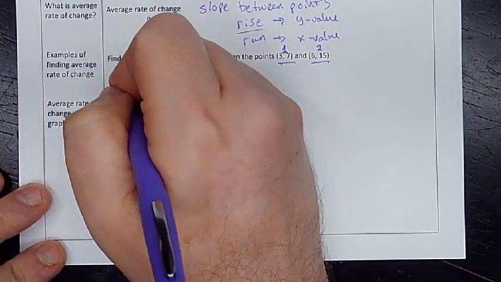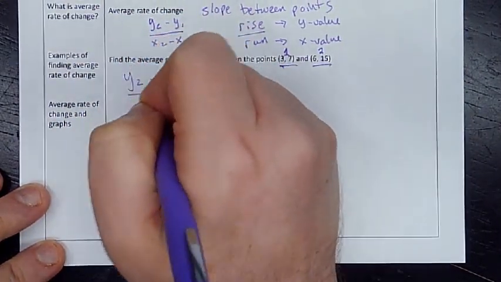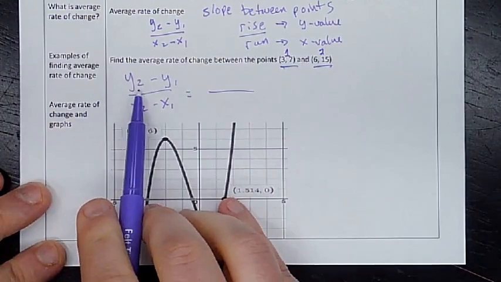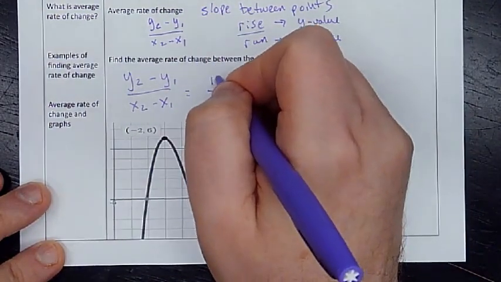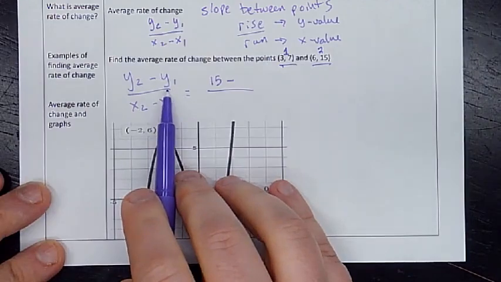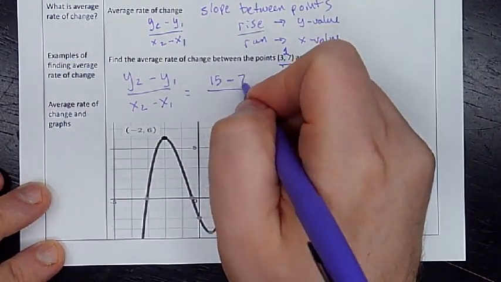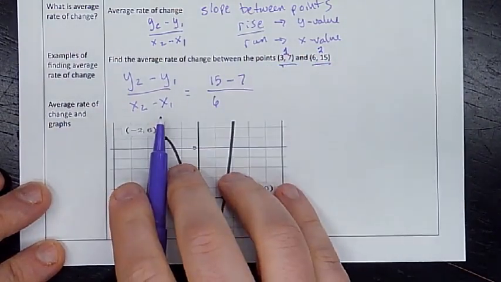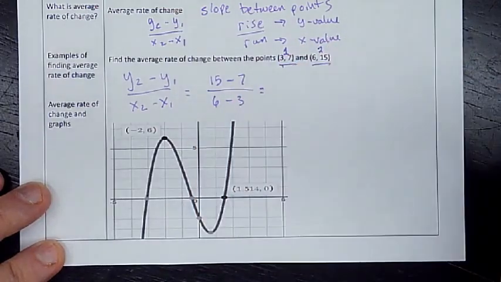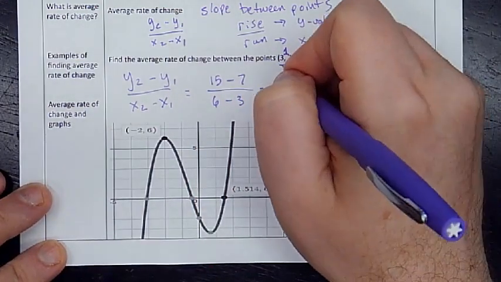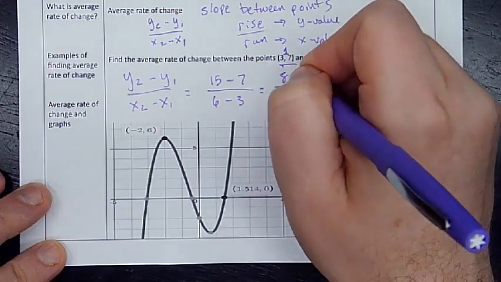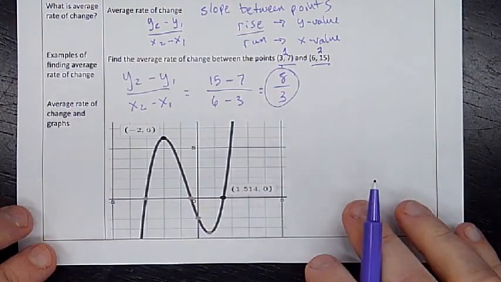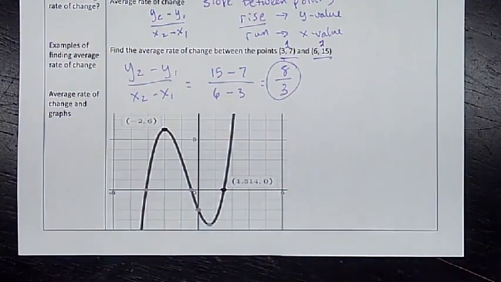So we know our formula: y2 minus y1 over x2 minus x1. So I start with the y value from point 2, which is 15, minus the y value from point 1, which is 7, over the x value from point 2, which is 6, minus the x value from point 1, which is 3. Now, some quick math. 15 minus 7 is 8, 6 minus 3 is 3, and my average rate of change is 8/3.